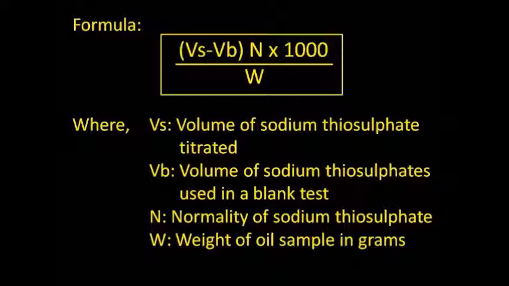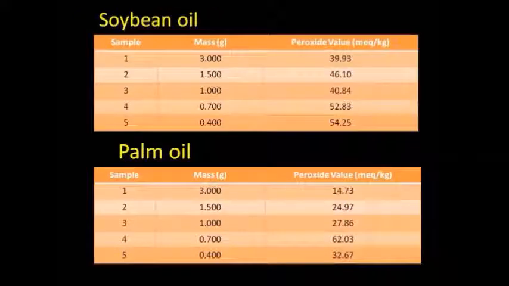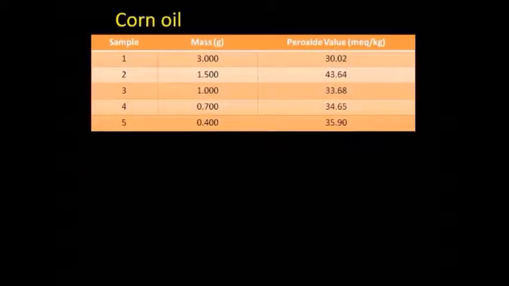The formula to calculate the peroxide value is as follows: Vs minus Vp times normality times 1000 and divided by the weight of sample. This is the summary of the peroxide values calculated in the experiment. The oil samples tested were used cooking oil, palm oil, corn oil, soybean, and coconut. In summary, the oil with the highest peroxide value is used cooking oil.